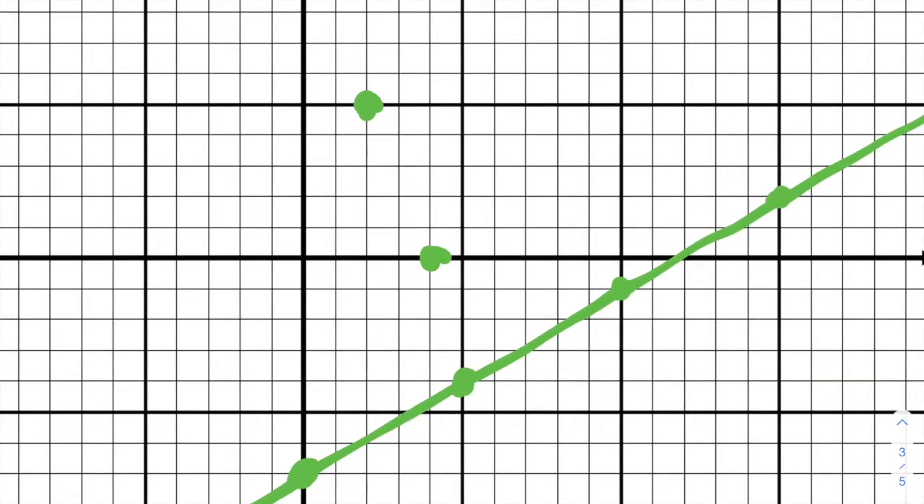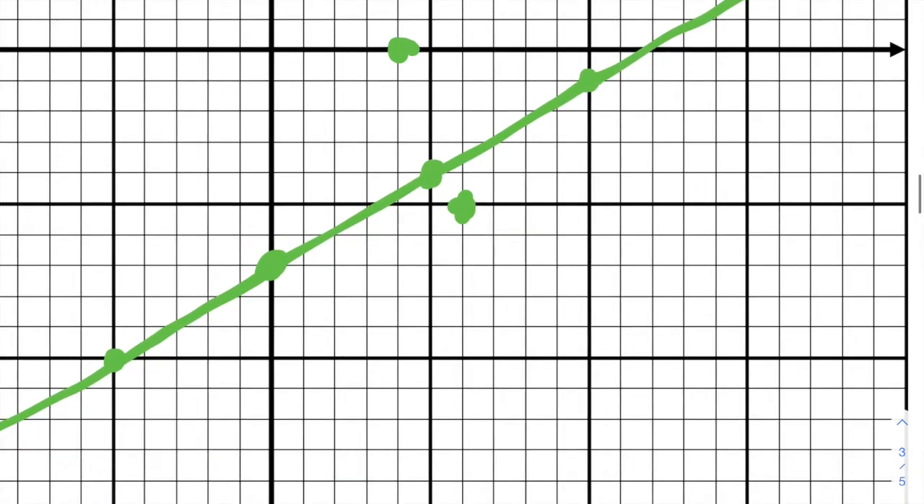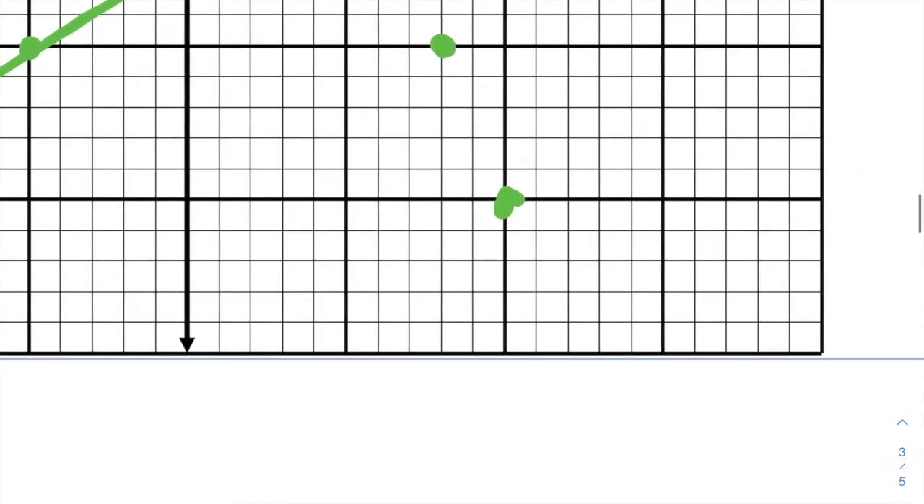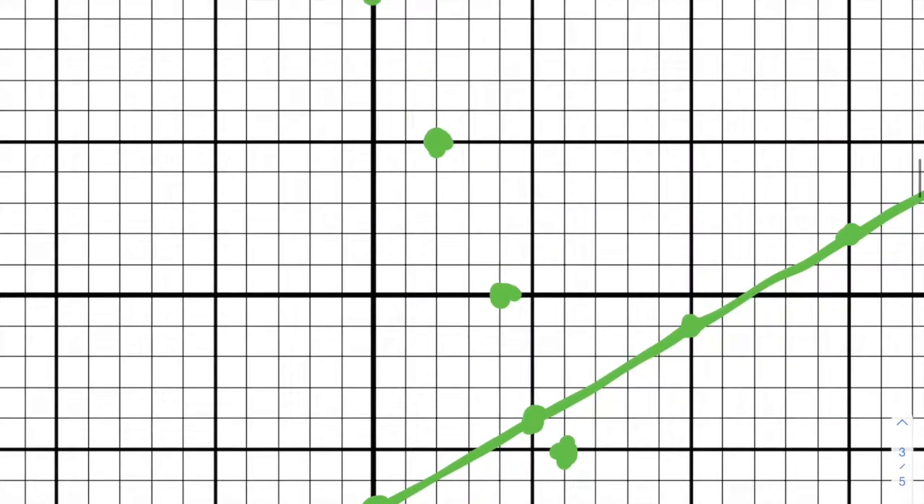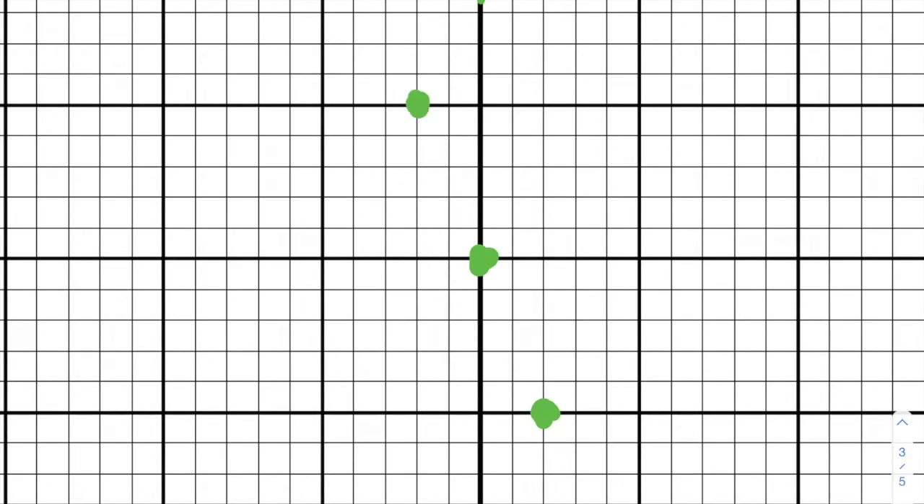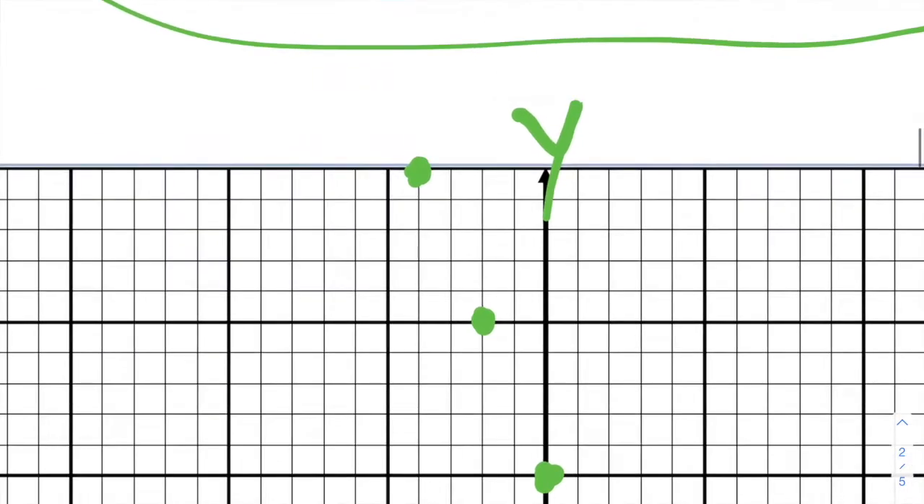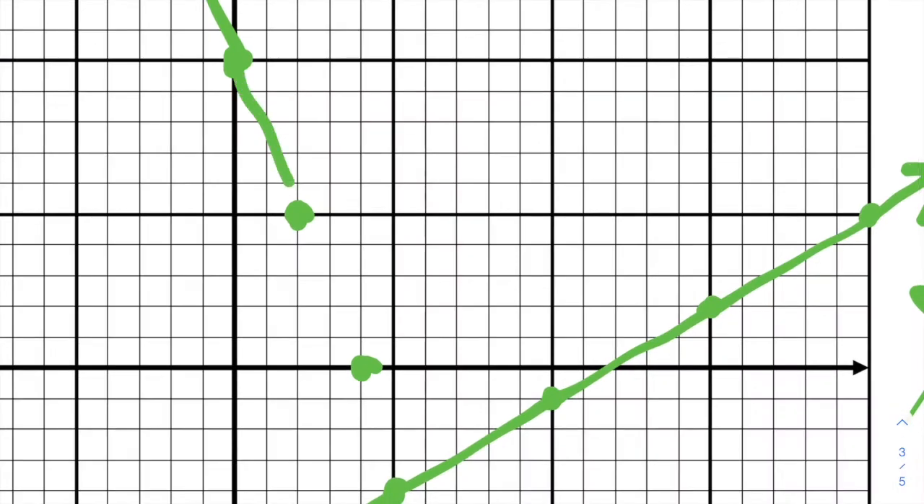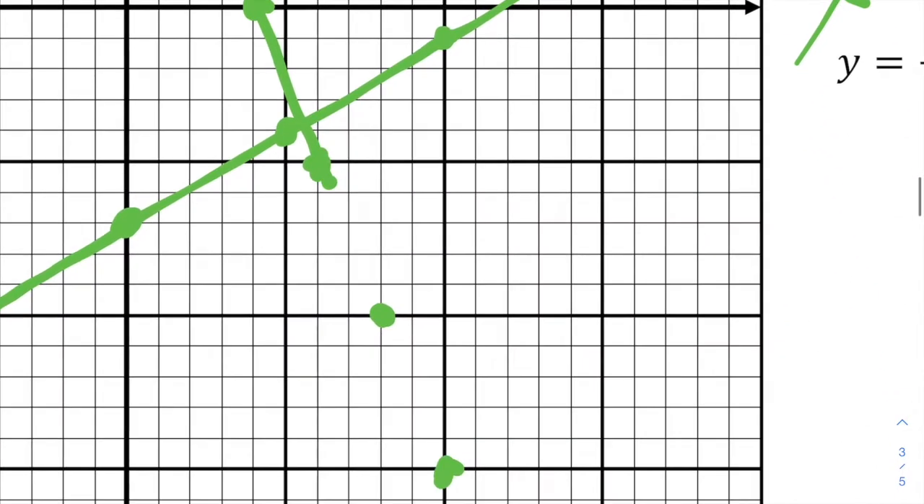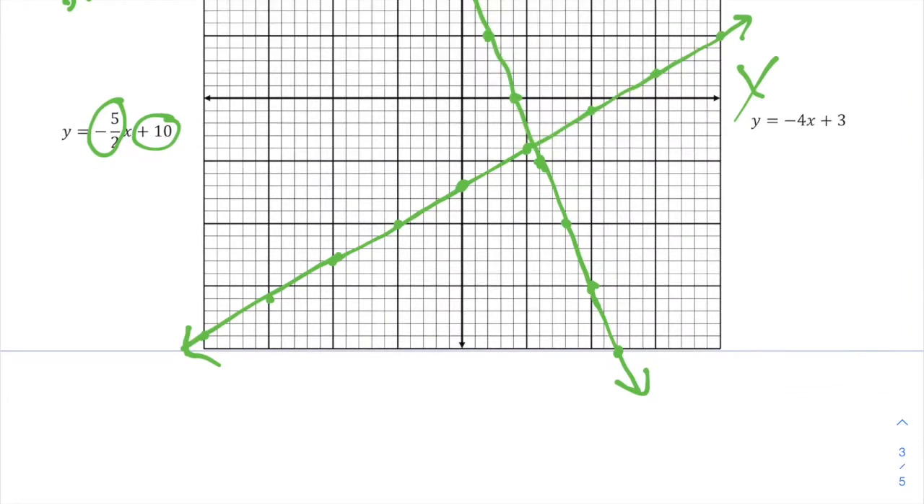2 right, 5 down, 2 right, 5 down, and all the way to the bottom of the graph. Back to where we started, in the other direction, 2, 5, 2, 5, and we're at the edge of the graph, so now let's draw the line. Past the edge of the graph, put an arrow in the other direction, all the way down to the bottom, past the end, and put an arrow, and we've graphed the line for the equation y equals negative 5/2 x plus 10.